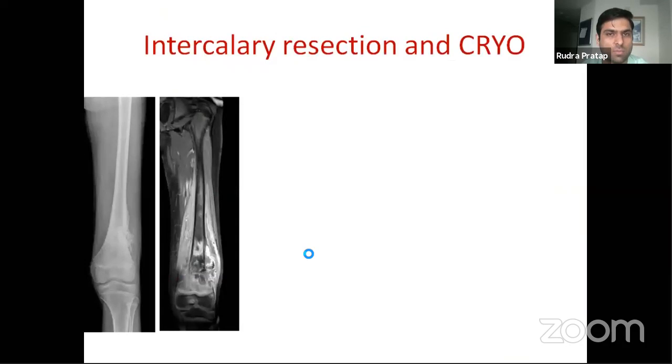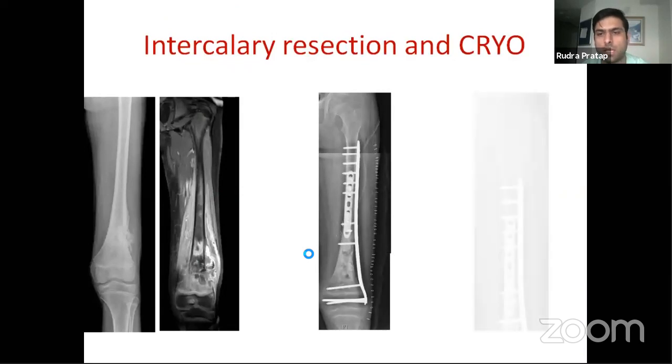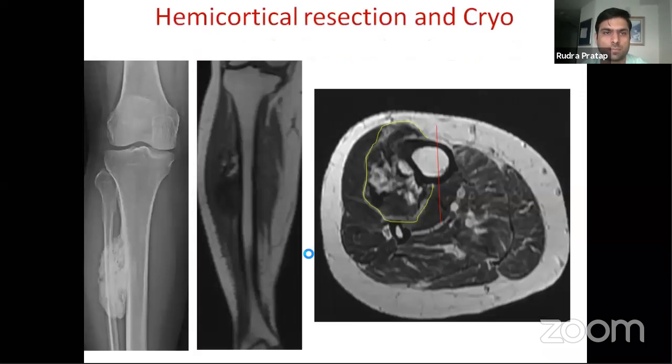Here's another example of a patient in which we had done an intercalary resection for distal femur osteosarcoma. This is the immediate post-op X-ray, and here is the X-ray of a long-term follow-up, which shows good union at the osteotomy site. So here is a 40-year-old female patient with periosteal osteosarcoma, in which the yellow line marks the tumor and the red line denotes the plane of resection.